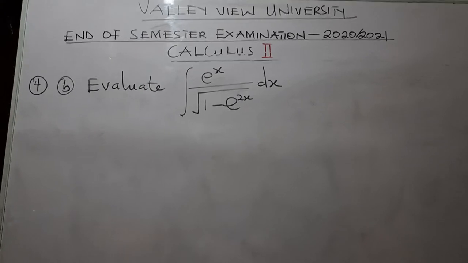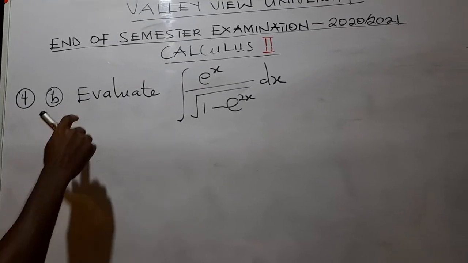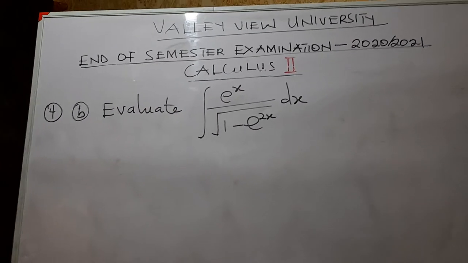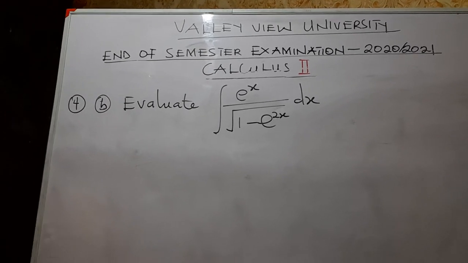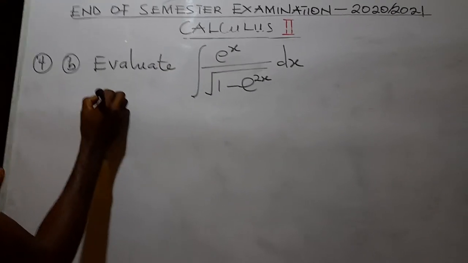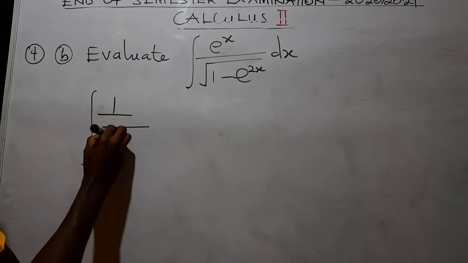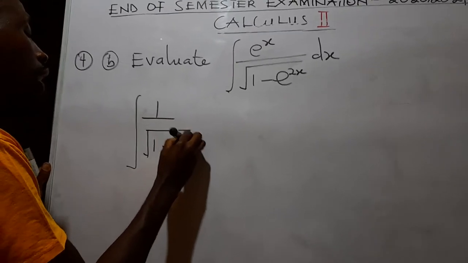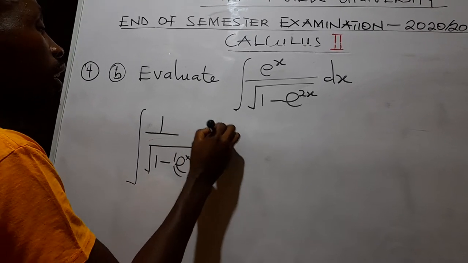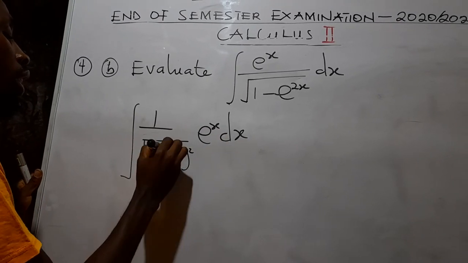So the B aspect of question 4, which is worth 7 marks. We should evaluate the integral of e^x over the square root of 1 minus e^(2x) dx. How do we solve this? See, we can rewrite this to look like 1 over the square root of 1 minus (e^x) all squared, using indices, then e^x dx. Or multiply this back, we'll get it again.